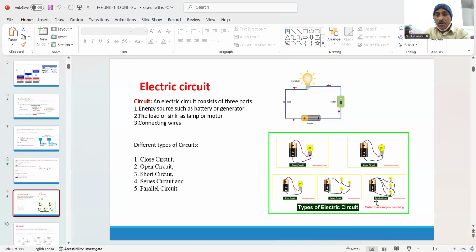Then coming to the parallel circuit. So here also I have taken three different bulb loads. All the loads are connected in parallel to each other, which means that all the phases of the bulbs are joined together and connected to the positive terminal of the battery, and all the neutrals of the loads are shorted together, joined together, and connected to the negative terminal of the battery. This becomes an example of a parallel circuit.